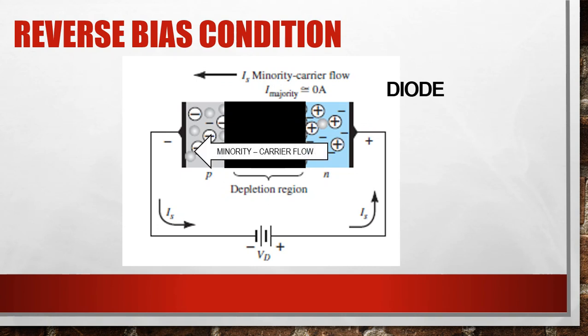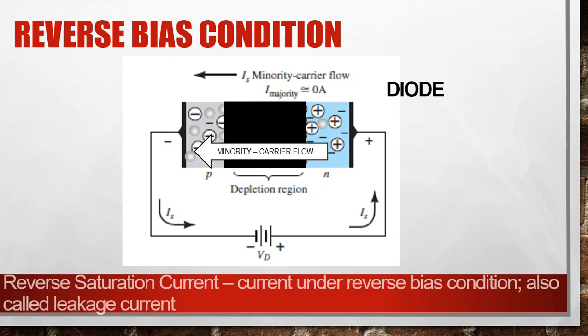The current is due to the movement of minority carrier. The current that exists under reverse bias condition is called reverse saturation current or what we call leakage current. So, yung minority carrier flow na napakaliit, yan ay leakage current.